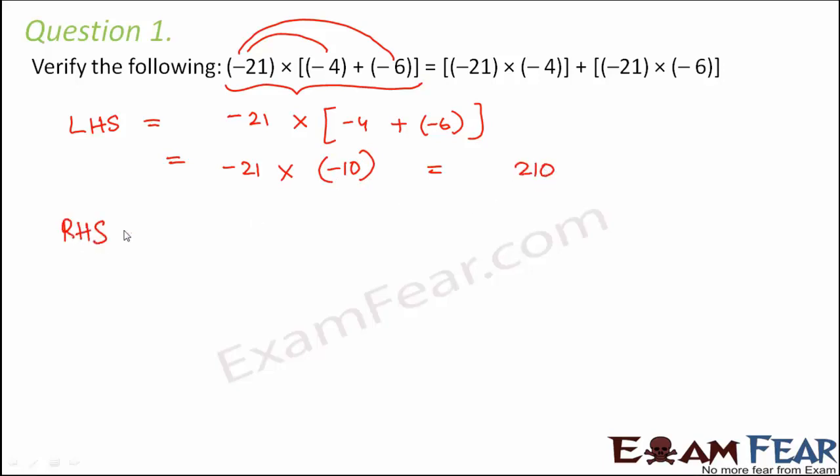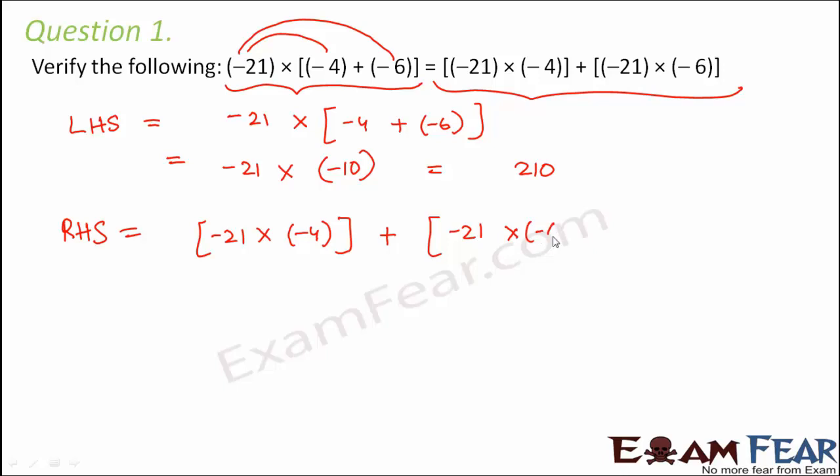Now let us calculate the right hand side. This would be minus 21 into minus 4 plus minus 21 into minus 6. So 21 into 4, this is 84, plus this would be 126. So this is also plus 126. So this is equal to 210. Therefore, what do we see? We see that LHS is equal to RHS, hence verified.